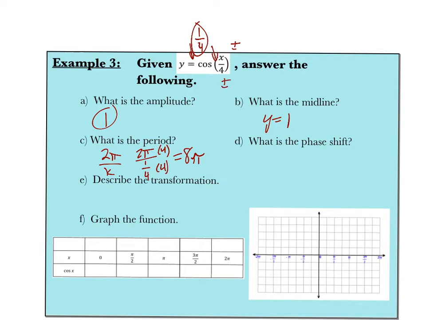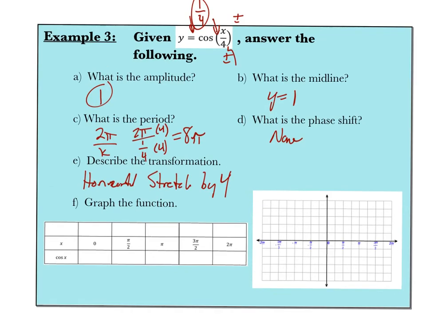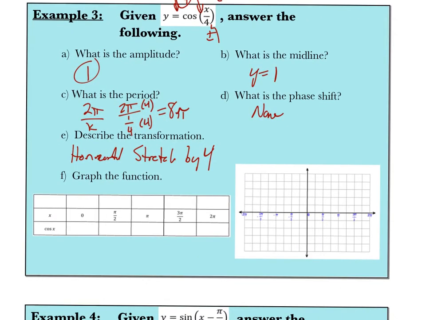Phase shift, am I adding or subtracting anything inside of here? No, so there's none. So describe the transformation. I'm doing a horizontal stretch by 4. So I'm taking everything and really stretching this out by a factor of 4. So I'm going to go 1, 0, -1, 0, or positive 1, sorry.